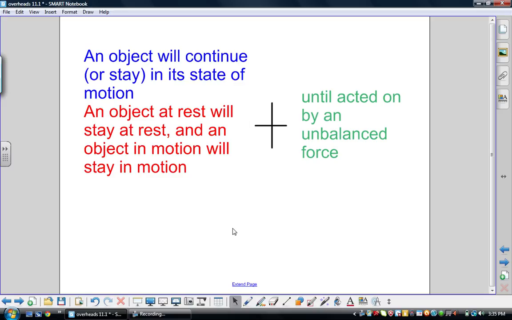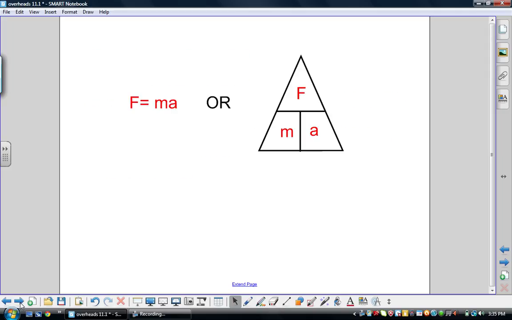So on the test, when I say write Newton's first law of motion, an object will continue or stay in its state of motion until acted on by an unbalanced force. If they prefer, they can say an object at rest will stay at rest, and an object in motion will stay in motion until acted on by an unbalanced force. And Newton's second law of motion, F equals ma.